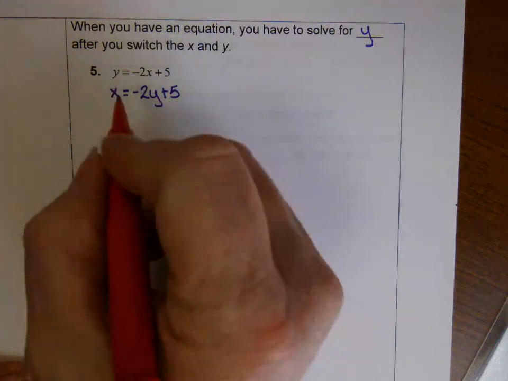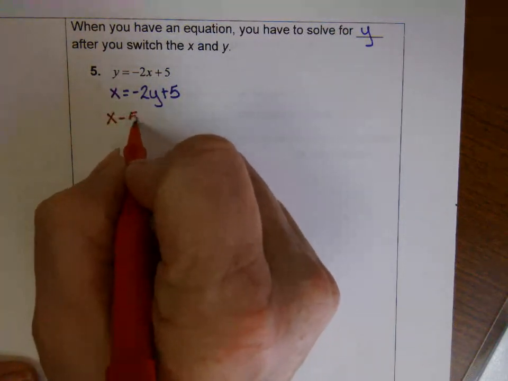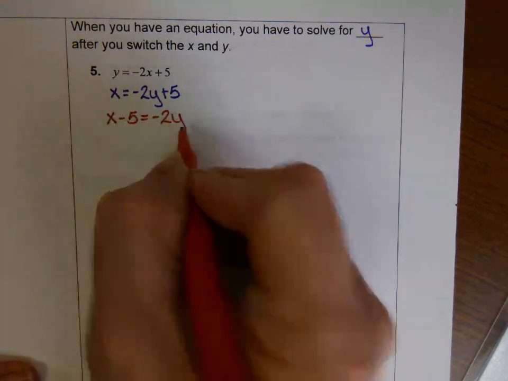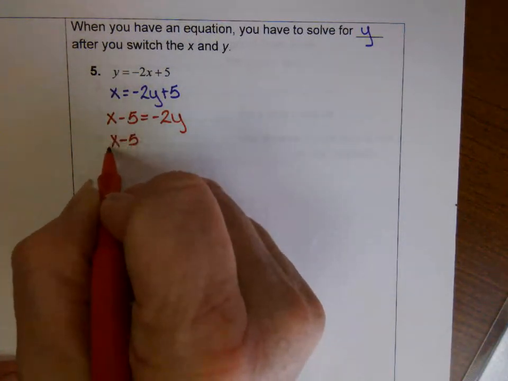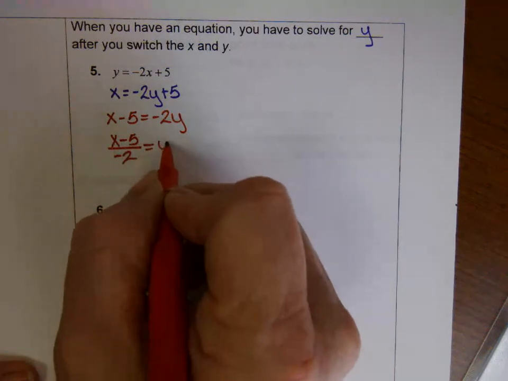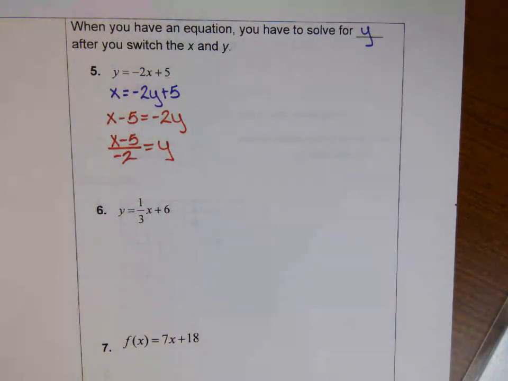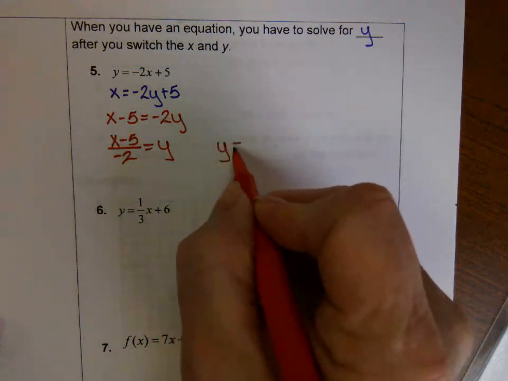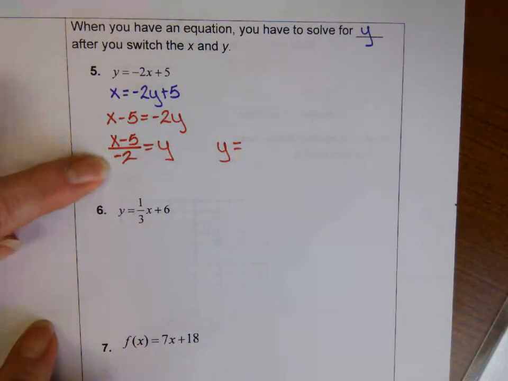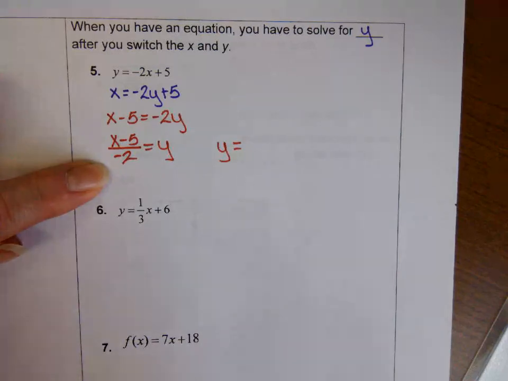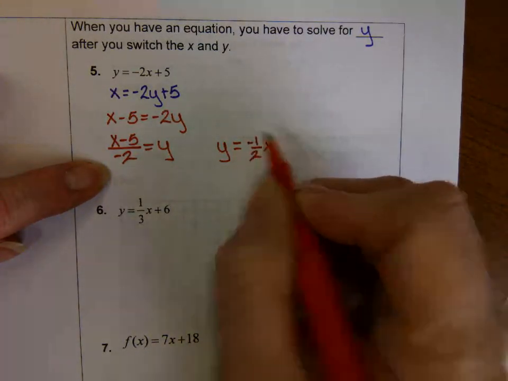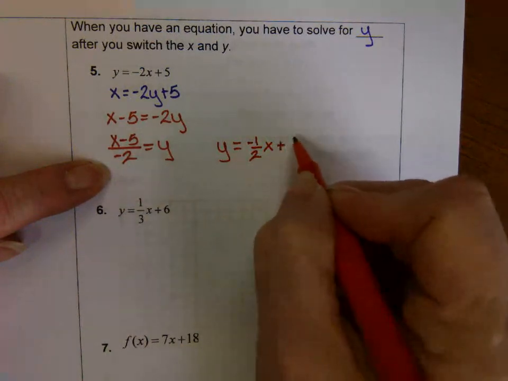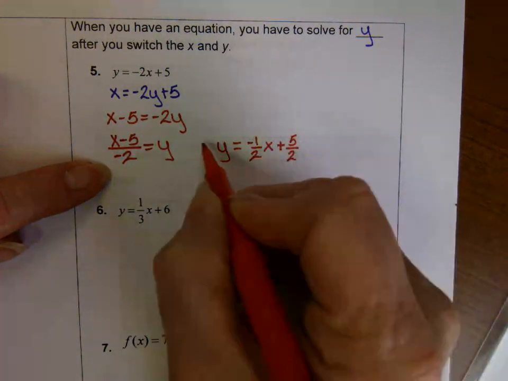I'm going to subtract the 5 from both sides. And then I'm going to divide both sides by -2. I'm not quite done here. First off, the y needs to come first. Secondly, I can put this in slope-intercept form, clean it up a little bit. So -1/2 x, a negative over a negative will be a positive, 5/2.